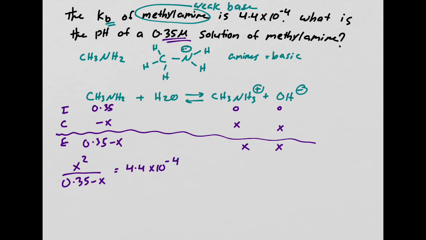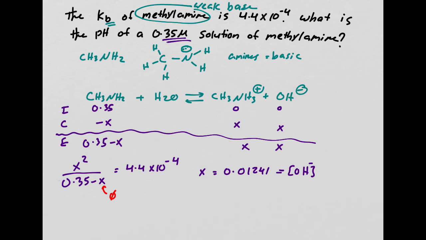So if I do that, again, as before, I'm going to assume the x in the denominator is 0. I can do that because the initial concentration is such a huge number compared to the Kb, which is so small. I can definitely assume it is 0. So what I get for x is 0.01241. Okay, so I have the x. Then what am I going to do? What the x is here is going to be my hydroxide concentration, right?